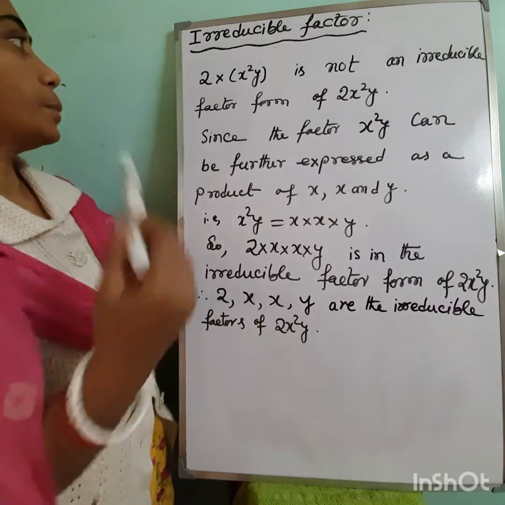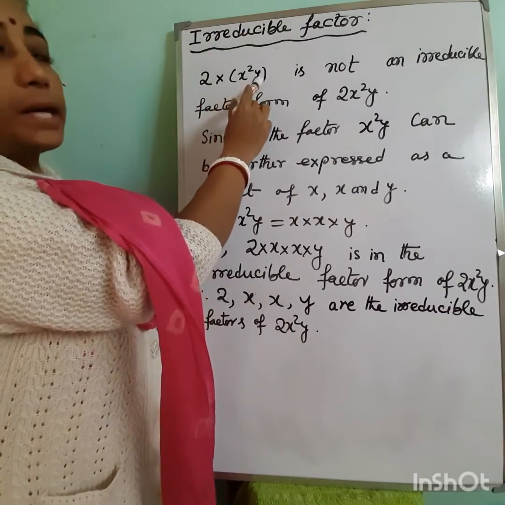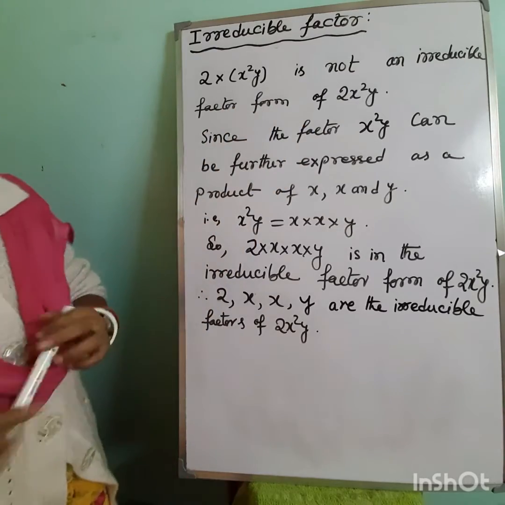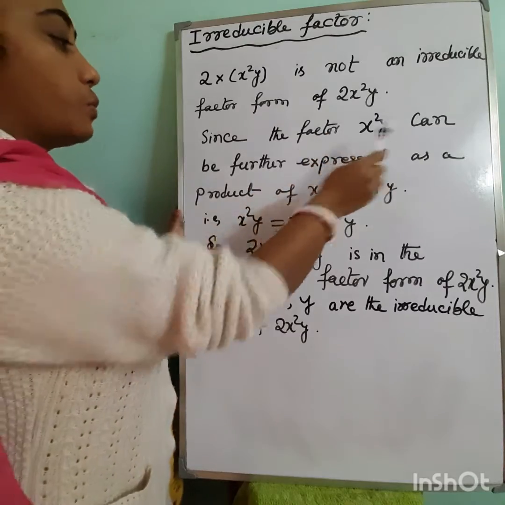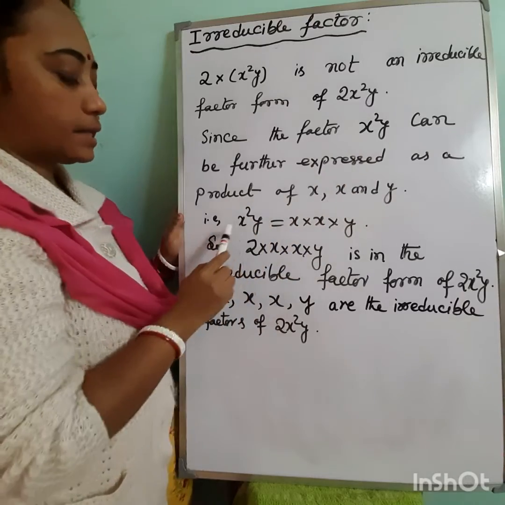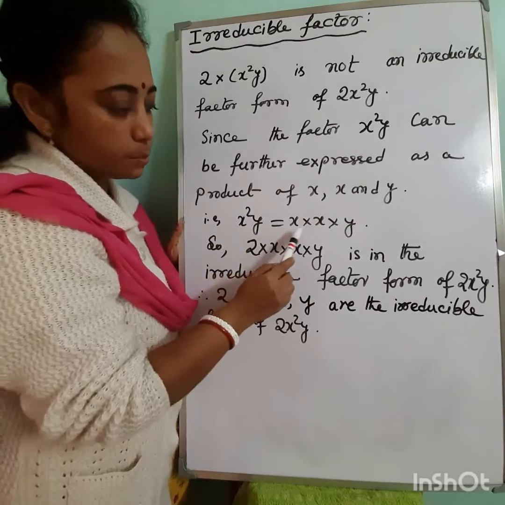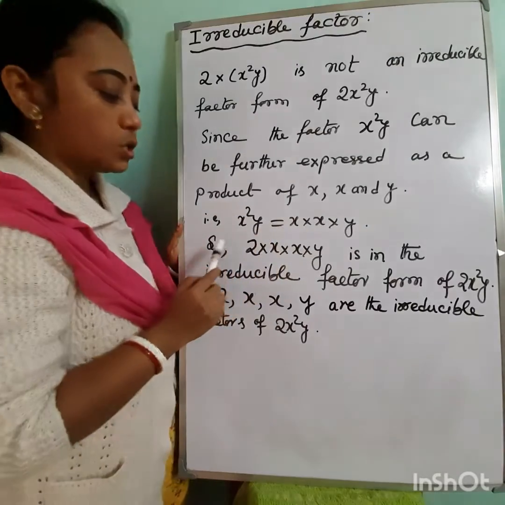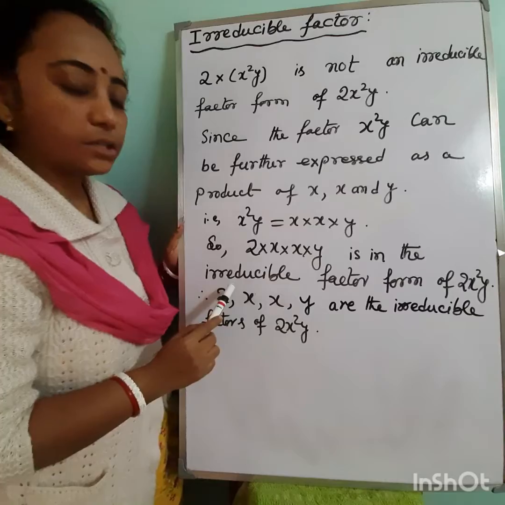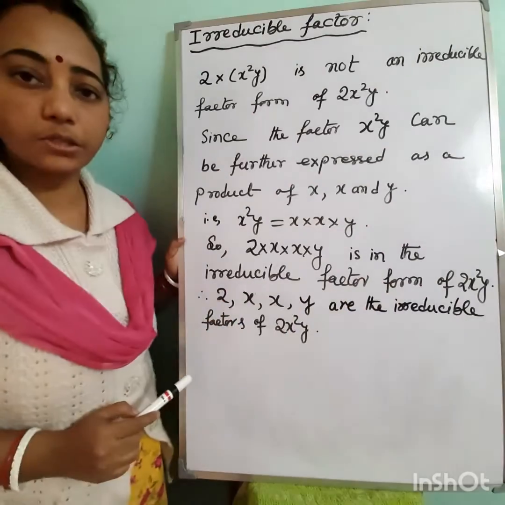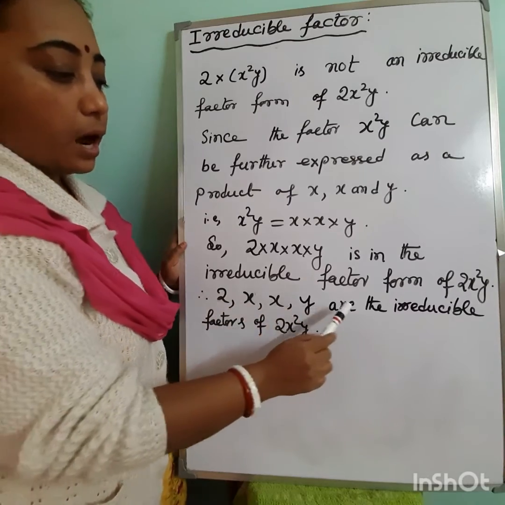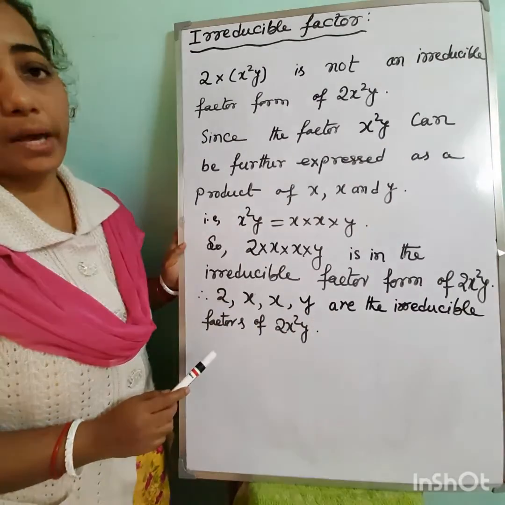Let's see another example. Here 2 multiplied by x square y is not an irreducible factor form of 2x square y, since the factor x square y can be further expressed as a product of x and y. That is, x square y can be written as x multiplied by x multiplied by y. So 2 multiplied by x multiplied by x multiplied by y is the irreducible factor form of 2x square y. Therefore 2, x, x, y are the irreducible factors of 2x square y.